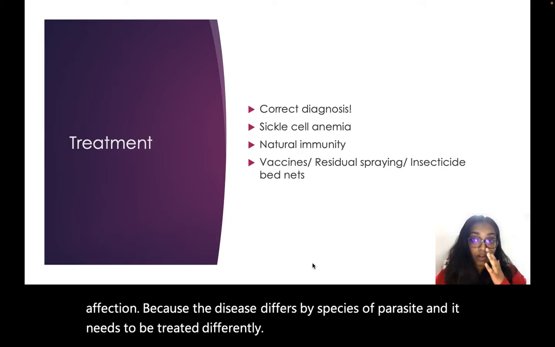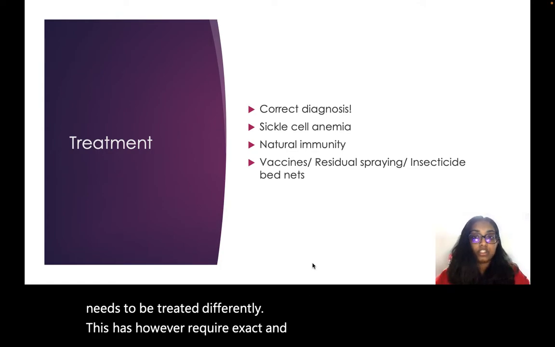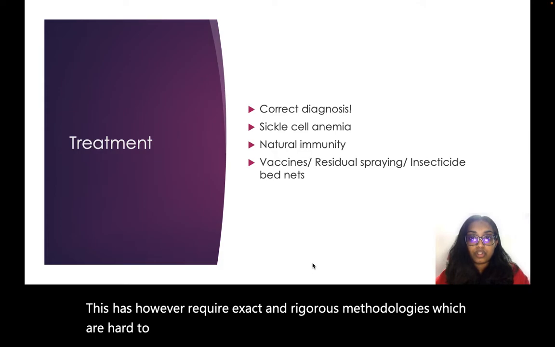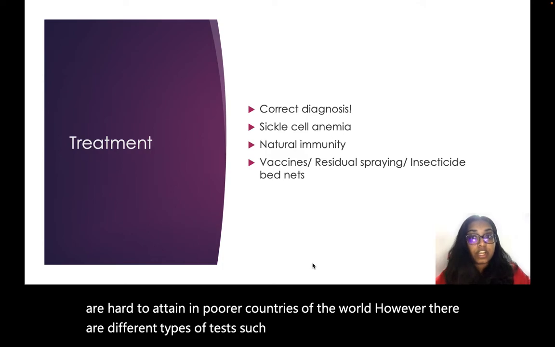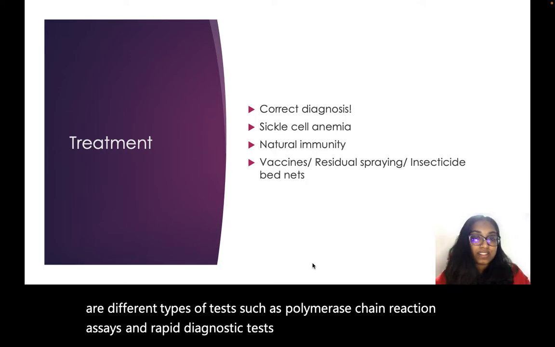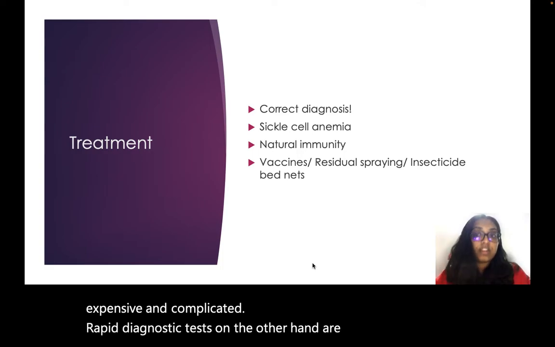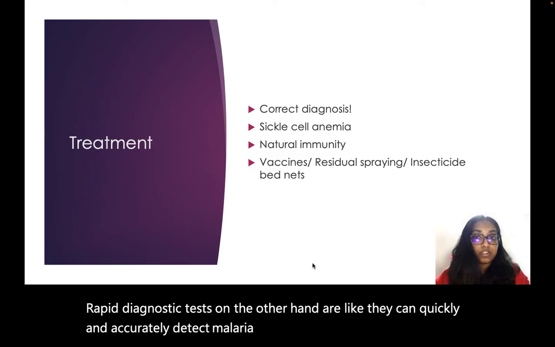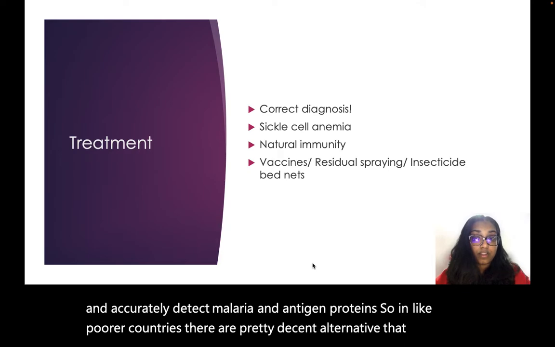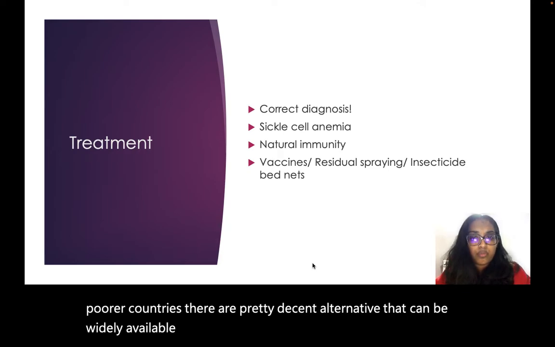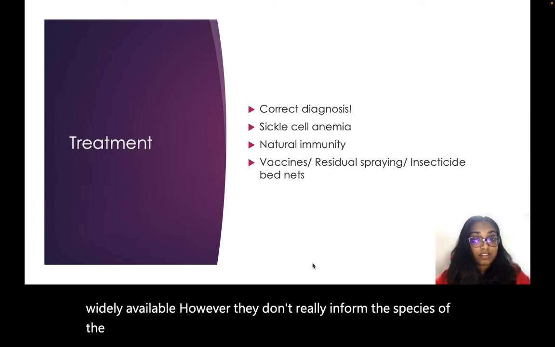These tests, however, require exact and rigorous methodologies, which are hard to attain in poorer countries of the world. However, there are different types of tests, such as polymerase chain reaction assays and rapid diagnostic tests. However, assays are often expensive and complicated. Rapid diagnostic tests, on the other hand, can quickly and accurately detect malaria antigen proteins. So in poorer countries, they're a pretty decent alternative that can be widely available. However, they don't really inform the species of the parasite, and the test itself is sensitive to temperature, so it's hard to keep stored.